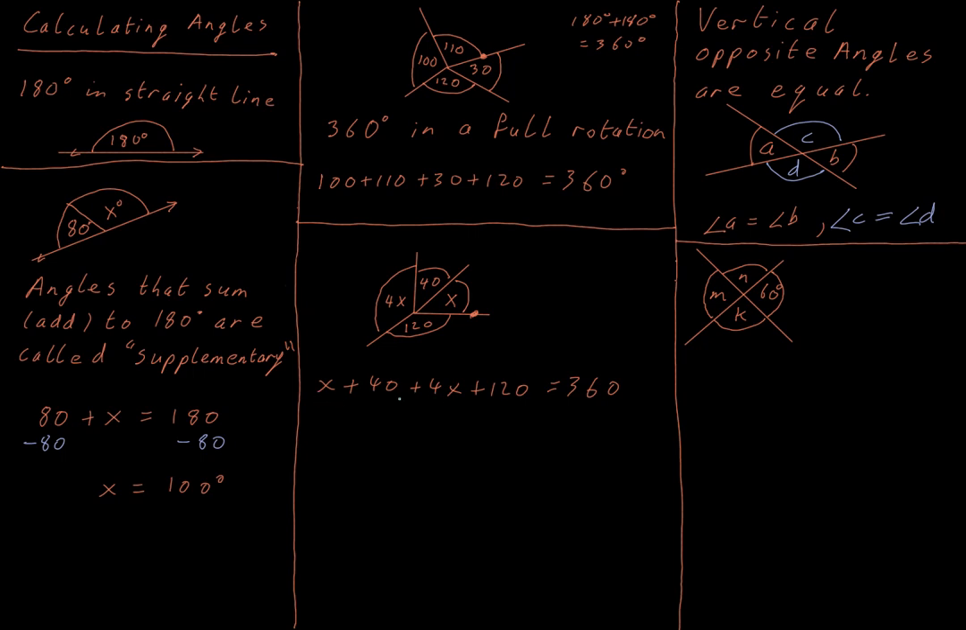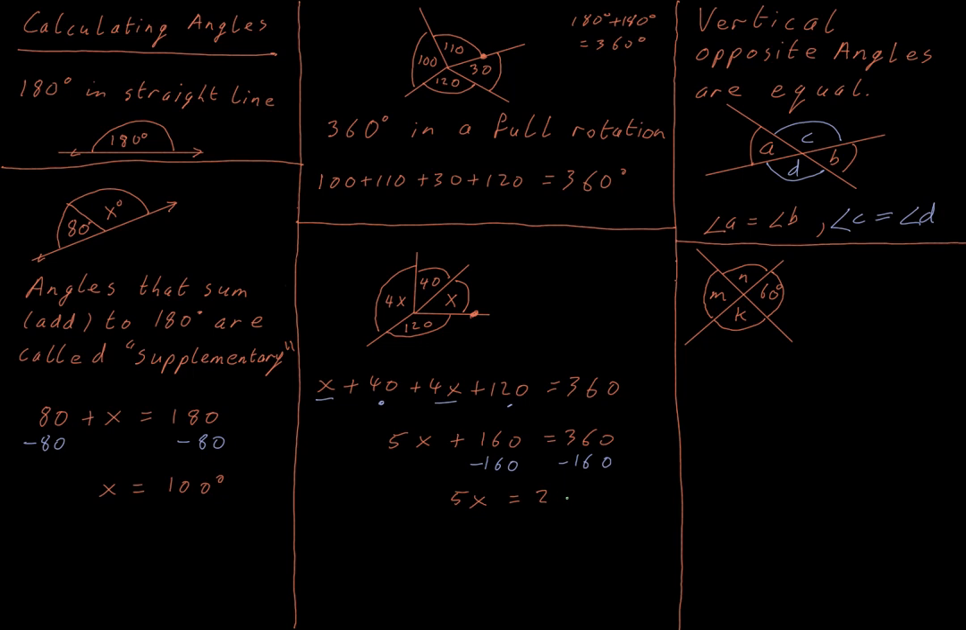And now I see I have a fairly simple equation to solve. I have some like terms I can add up. So I end up with 5x plus 160 is equal to 360. And now I need to rearrange this formula now that I've simplified it. So I get rid of my numbers on my left-hand side because I only want to have x left on the left-hand side.